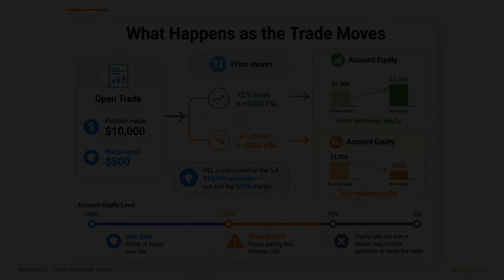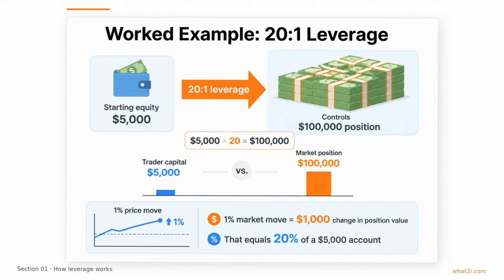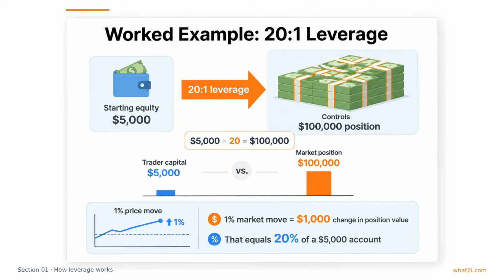A worked example makes the scale clearer. Suppose a trader has $5,000 and uses 20-to-1 leverage. That allows control of a $100,000 Forex position because 5,000 multiplied by 20 equals 100,000. At that size, a 1% market move changes the position value by $1,000. Relative to the $5,000 account, that is a 20% swing from only a 1% move in the market.